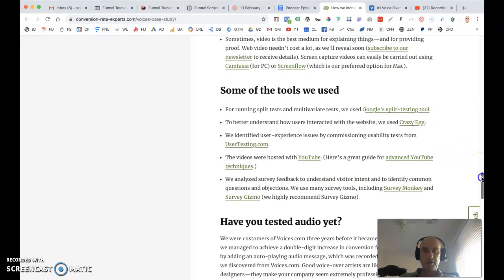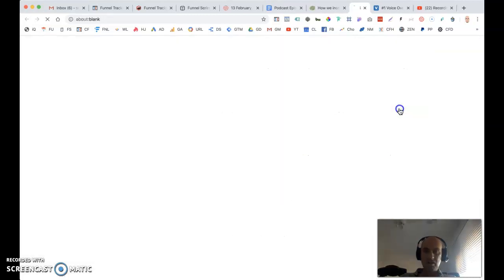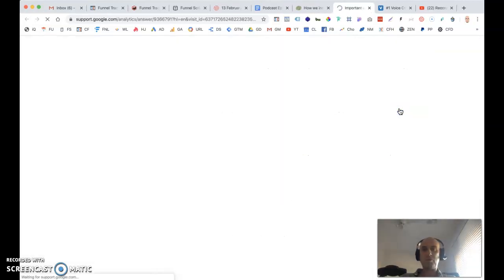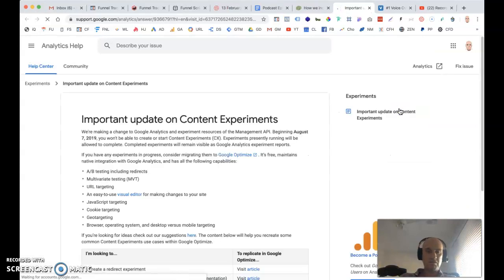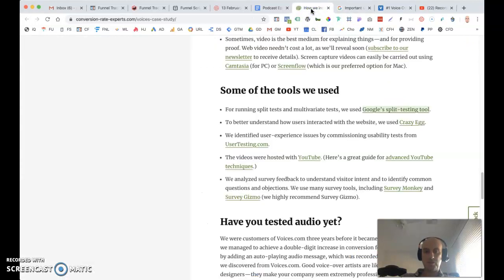All right, and then some of the tools that they used for split tests and multivariate tests: they used Google's split testing tool, which I believe is Google Optimize. Important update on content experiments. Yeah, I believe that's Google Optimize that they're talking about there.